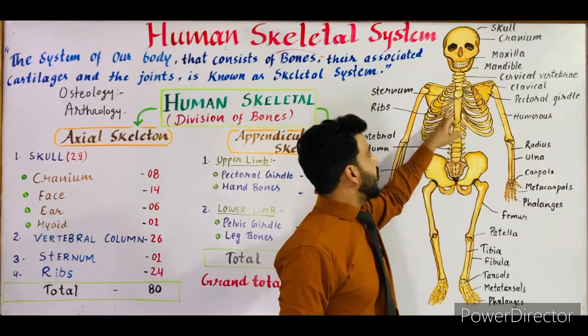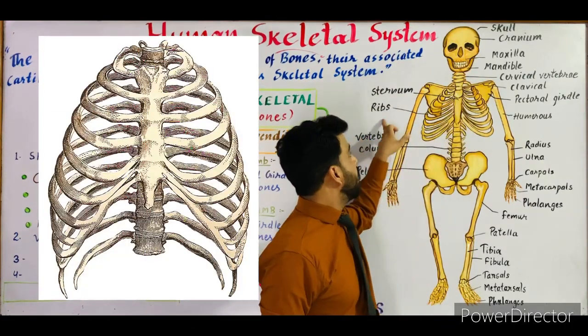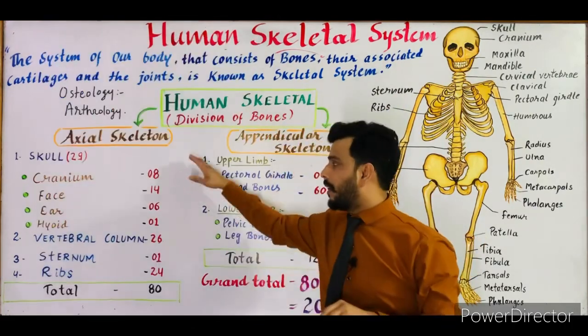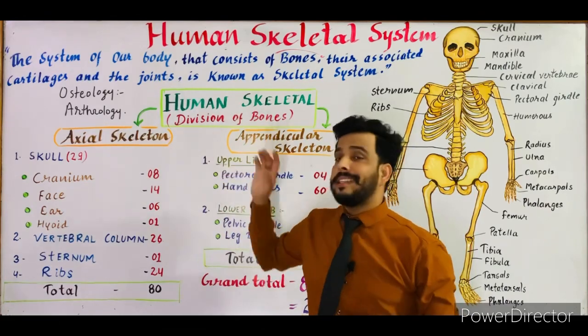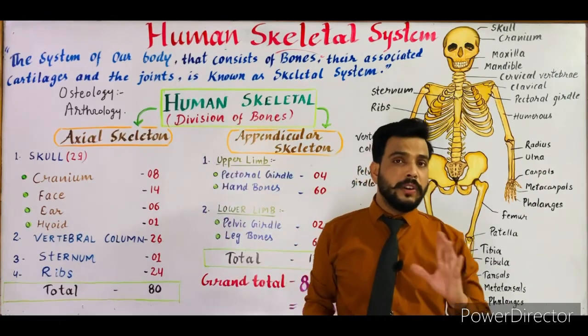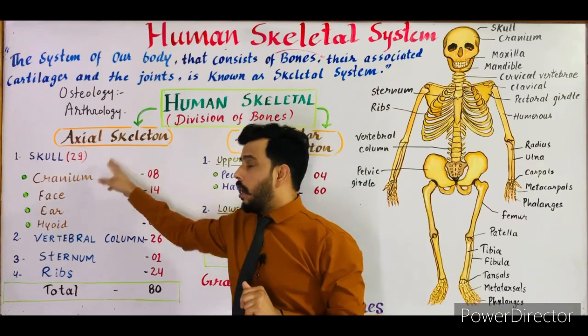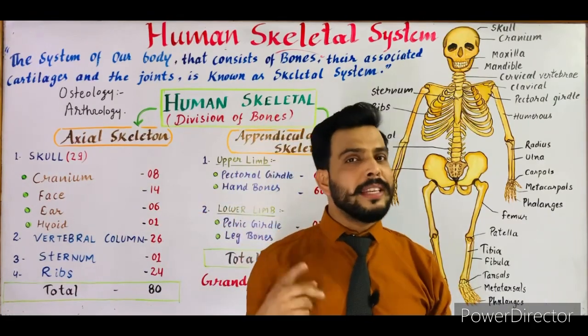These ribs arise from the sternum. These are the ribs. So these bones collectively form the axial skeleton. Now I will describe one by one. First one is the skull. Our skull consists of a total of 29 bones.